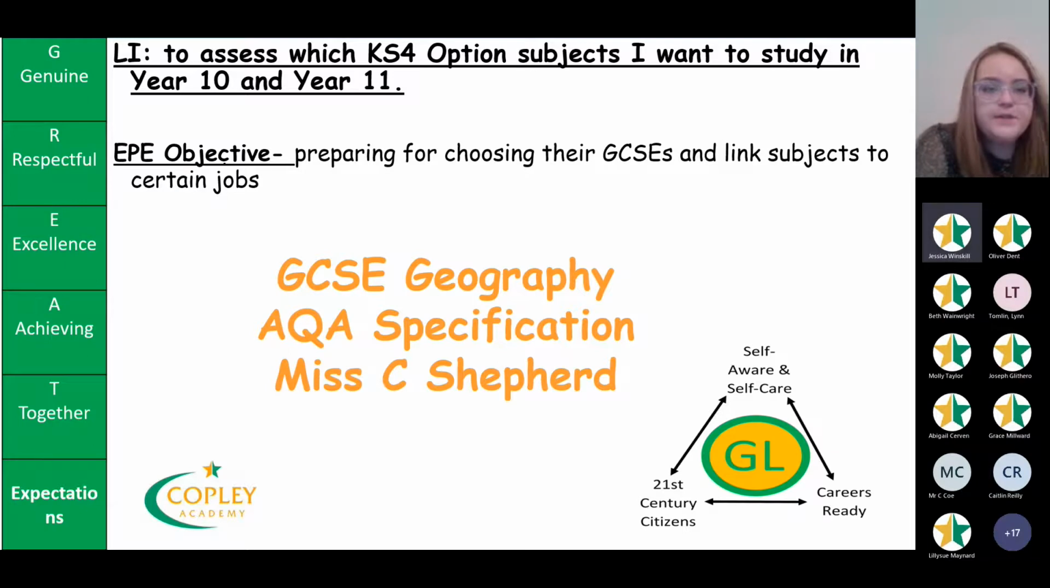Hi, I'm Miss Shepherd. I am the head of geography at Copley, and I'm going to talk you through the AQA GCSE specification for geography to help you with your decisions for your options.